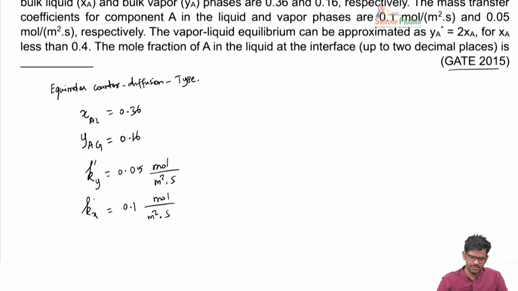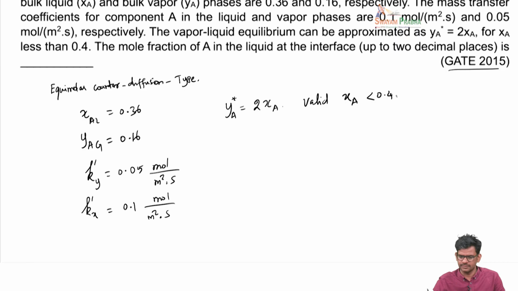Yes, I should use a prime here because it's an equimolar counter diffusion type, and the units are in the units of flux, so it's in mole fraction units. The concentration should be in mole fraction units, so this should be fine. The vapor liquid equilibrium can be approximated as Ya star equals 2xa, and this is valid only if xa is less than 0.4. Otherwise it's not linear anymore. Okay, it's maybe linear only for part of the composition.